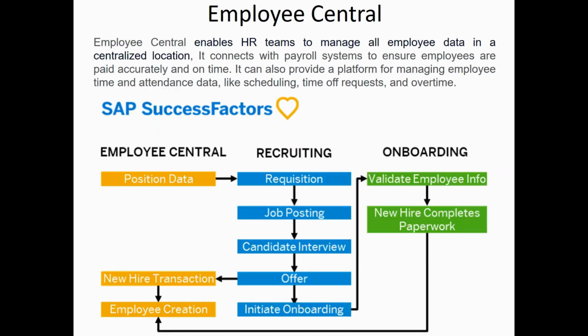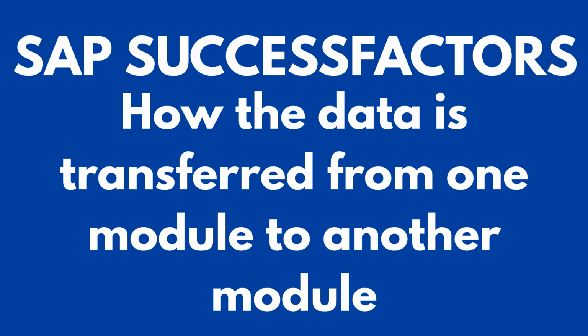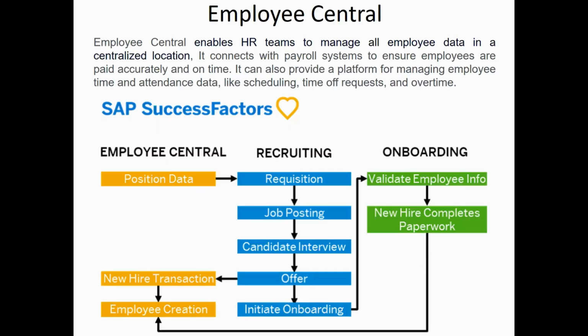Here is a simple example of how data is transferred from one module to another. Employee Central is a core or base module where you maintain the data. Let's say recruiting: the recruiter needs the vacant positions, so that they can go and hire a candidate for them. The vacant positions are available in Employee Central. These positions are pushed to the recruiting module, and the position is converted to a requisition.